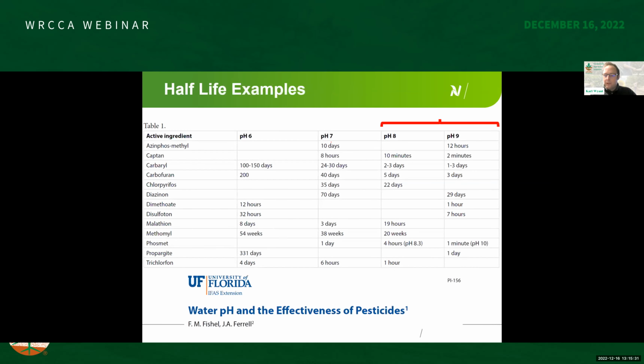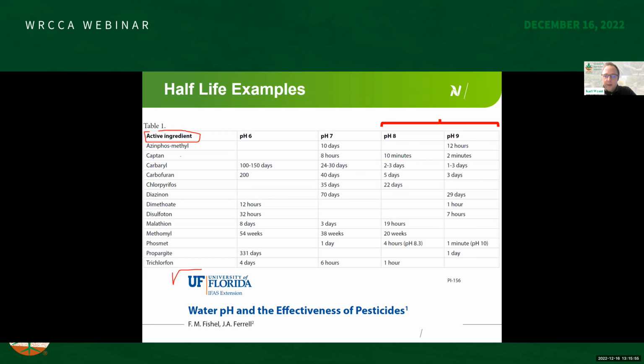So here's some examples, and this is from a great document that I stumbled upon trying to figure out this fungicide issue years ago in Yuma. It's from the University of Florida Extension System. Here they have different active ingredients, so not products, but active ingredients, and they have different half-life times where the strength decreases by half every time in an alkaline pH.